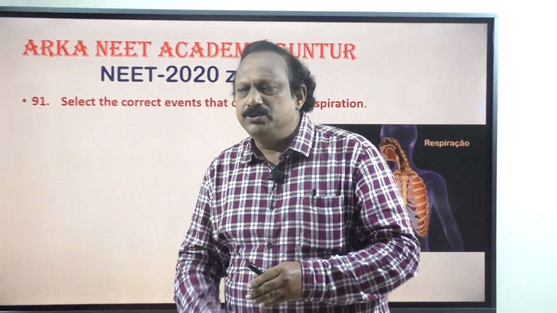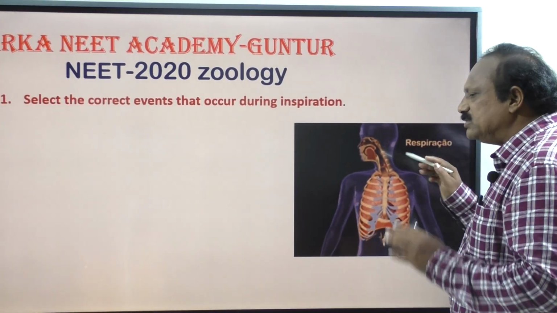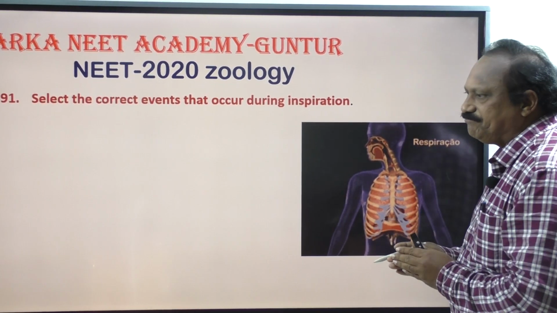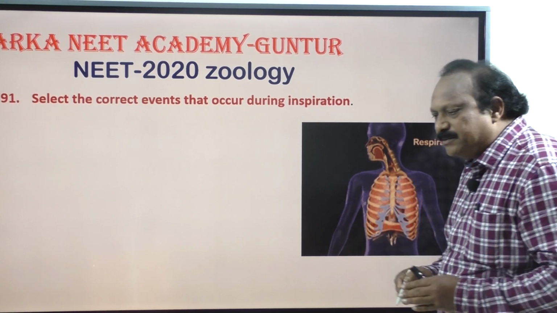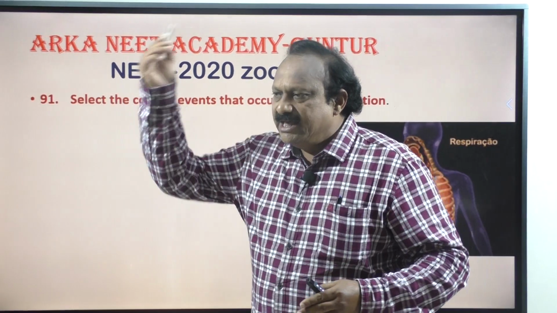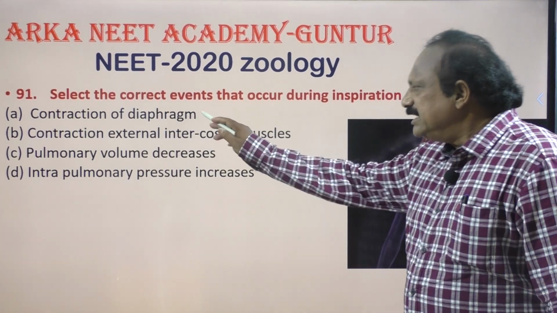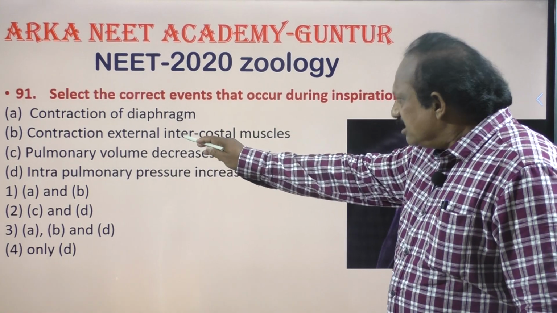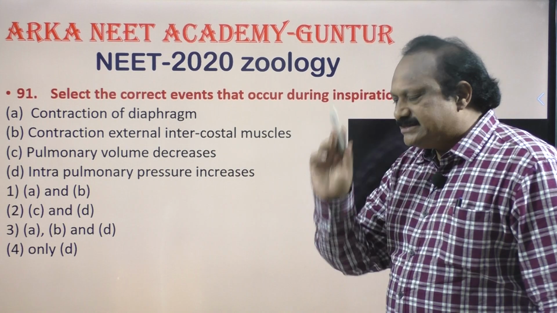So what is happening during inspiration? The diaphragm and the external intercostal muscles contract at the same time, so that the pulmonary volume increases and intrapulmonary pressure decreases, hence the air rushes into the lungs. This is the concept. Then look at the options. Contraction of the diaphragm, this is correct. Contraction of external intercostal muscles, correct. Pulmonary volume decreases, that's wrong.